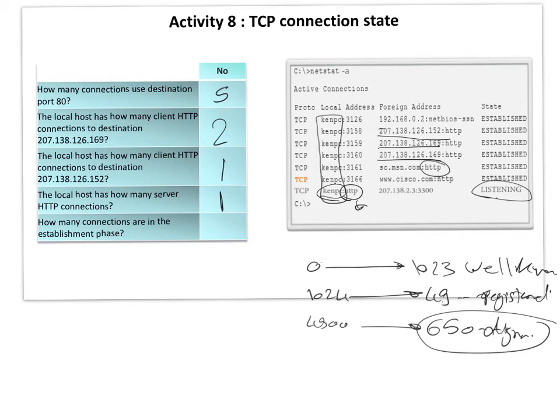How many connections are in the established phase? 6. Only 1 is in the listening phase, which means that the connection has not been established completely yet. Can you explain the last one? The server HTTP connections, because all of these are client connections. All of them are client connections, right?